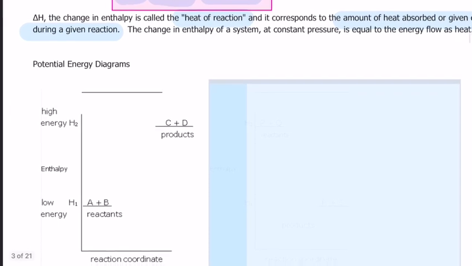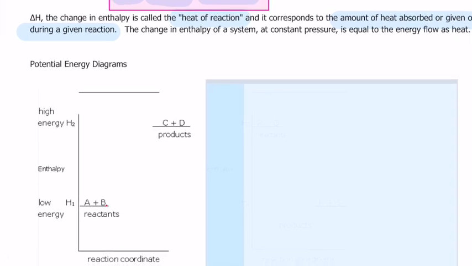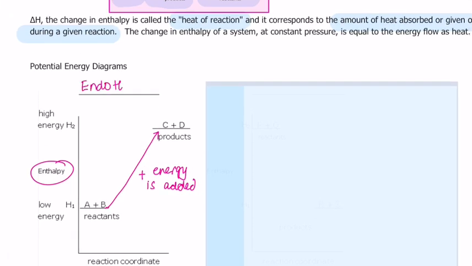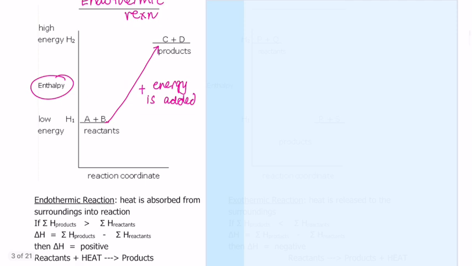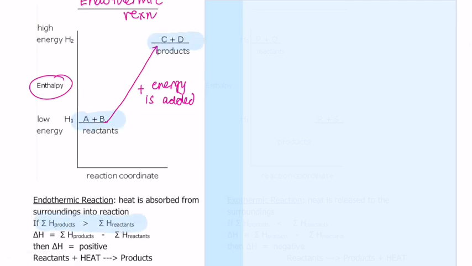So let's look at this example. You start at reactants which are at some lower energy, and then you end up with products which are at some higher energy. So this means this amount of heat or enthalpy is added. So such a system is called an endothermic reaction. Here the enthalpy of the products is above the enthalpy of the reactants. Therefore, delta H is positive because this term is larger and then you're subtracting a smaller term from it. Another way to write this would be reactants plus heat forms product.